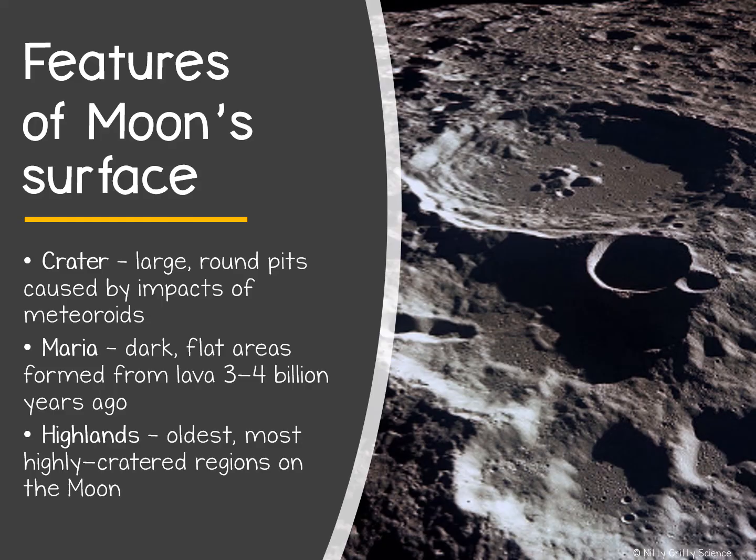Now, the large dark flat areas on the moon are called maria. Maria formed when lava flowed up through the moon's crust and solidified. And when this lava solidified, it was dark and flat. The highlands are the oldest and most highly cratered regions of the moon. These areas were too high for the lava that formed the maria to reach. If you look at the moon through telescopes, you can see bright streaks around craters, and these are called rays. These rays are materials that blasted from the area that was formed by craters.